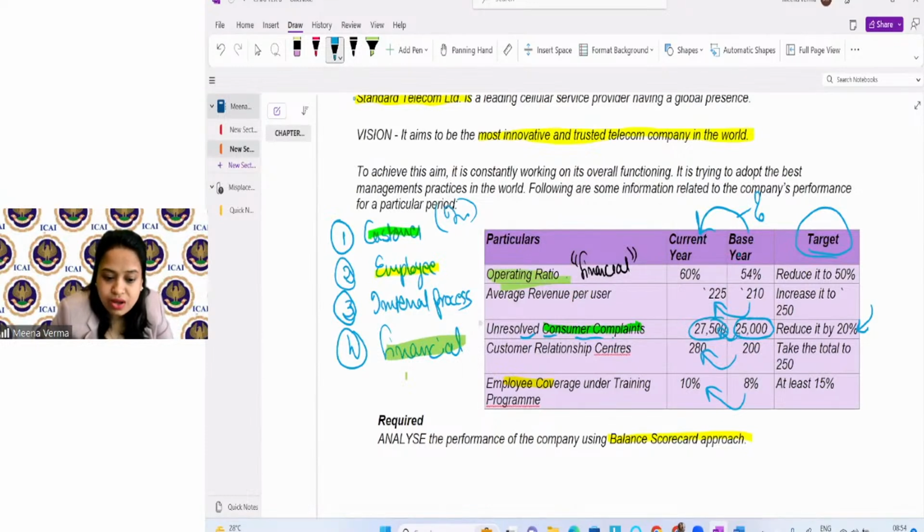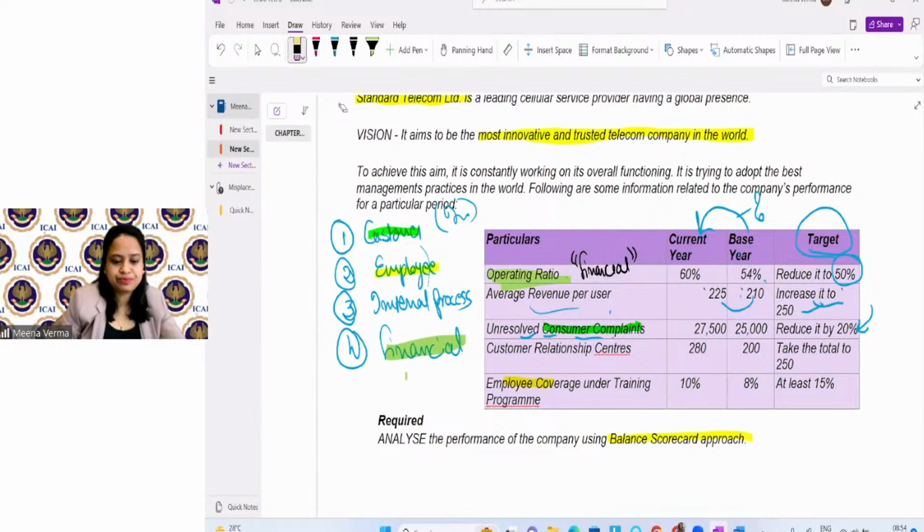Check it. Similarly, what was their target? The target was to reduce the operating ratio by 50%. So what is happening here? Is it increasing or decreasing? Average revenue per user, their target was to increase it to 250. Is it increasing or decreasing? What is happening here? Tell me. Can you analyze and tell me the scenario here? Is it good for the company?